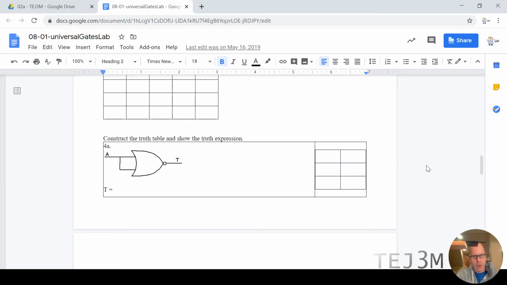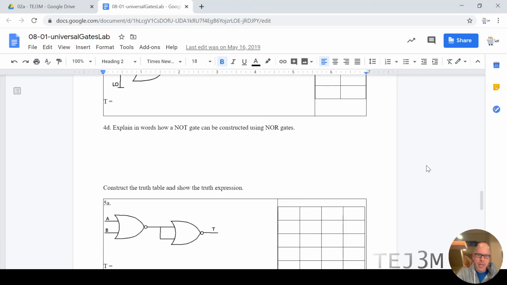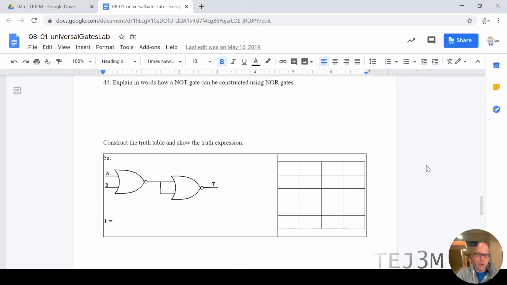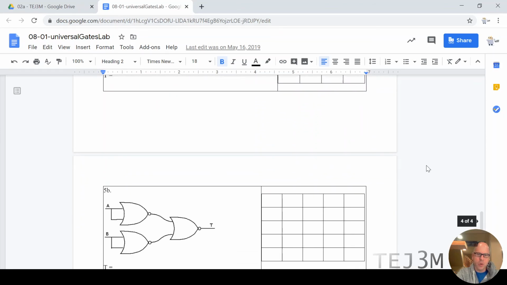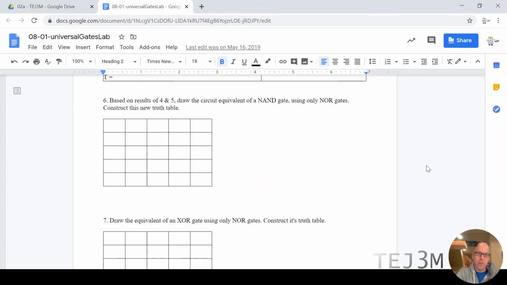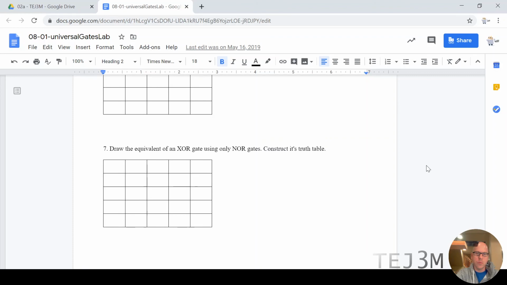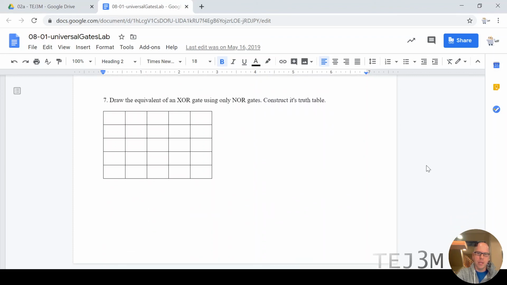4A, now we're getting into the NOR gates, similar sort of thing. It's very much like what came before with NAND gates, but now we're just using NOR gates. So do as much as you can. Maybe number 6 or number 7 will be a bit more challenging, but do what you can and submit it.